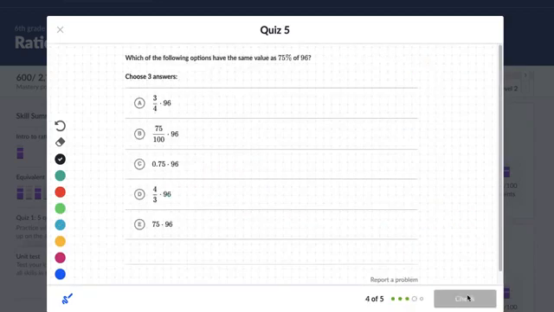For this problem, it's asking us which of the following options have the same value as 75% of 96. Go ahead and pause and see if you can solve it yourself.